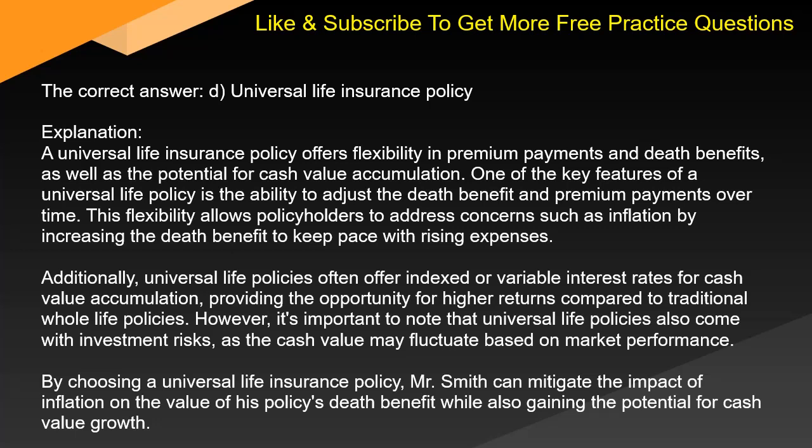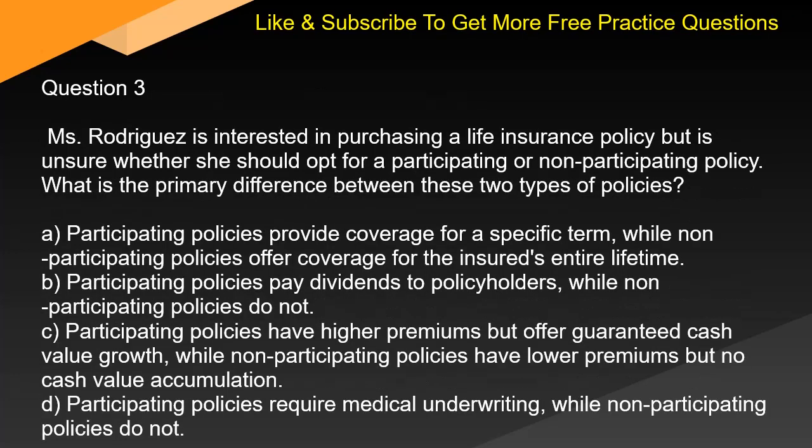However, it's important to note that universal life policies also come with investment risks, as the cash value may fluctuate based on market performance. By choosing a universal life insurance policy, Mr. Smith can mitigate the impact of inflation on the value of his policy's death benefit while also gaining the potential for cash value growth.